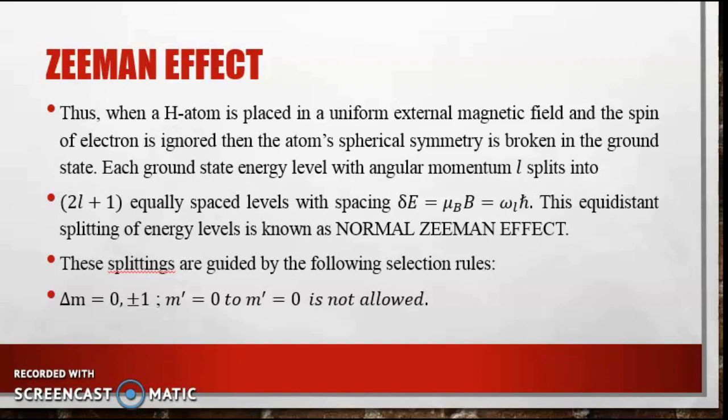Thus, when a hydrogen atom is placed in a uniform external magnetic field and the spin of the electron is ignored, then the atom's spherical symmetry is broken in the ground state. Each ground state energy level with angular momentum L is split into 2L plus 1 equally spaced levels with spacing delta E equal to mu B into B, which is also equal to omega L h cross. This equidistant splitting of energy levels is known as the normal Zeeman effect.